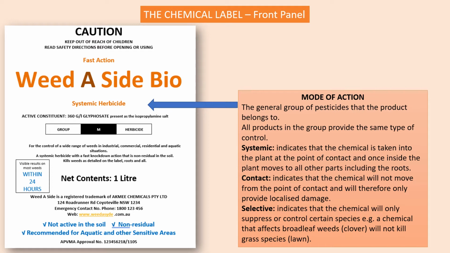For a contact chemical, this indicates that the chemical will not move from the point of contact and will therefore only provide localized damage. And for a selective chemical, this indicates that the chemical will only suppress or control certain species, such as a chemical that affects broadleaf weeds, like clover, will not kill grass weeds, like lawns.